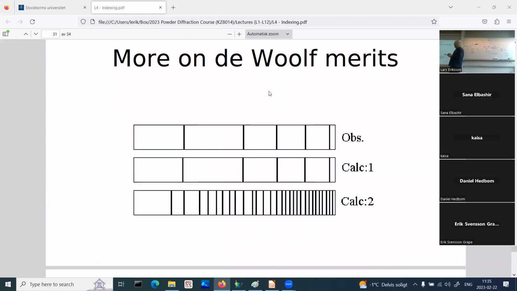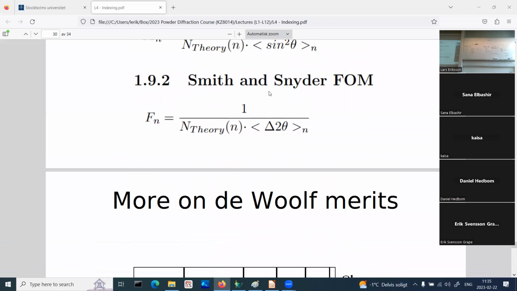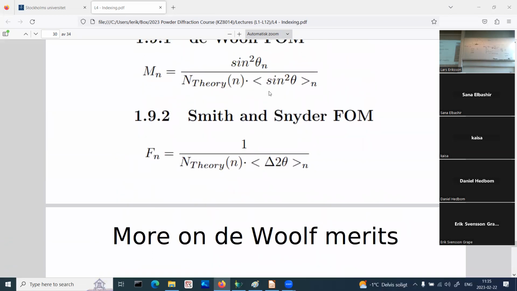One can illustrate the merits. The Smith-Snyder figure is perhaps not saying anything about what it has as a unit here, but the Wolff also has a sine square theta, so one can say that the Wolff figure of merit enhances those.